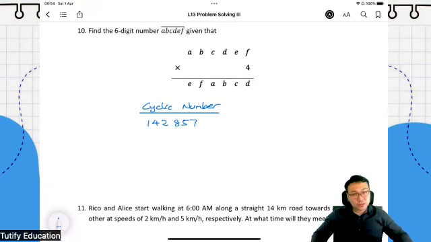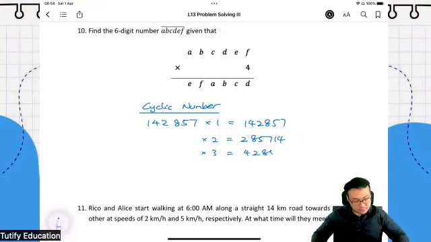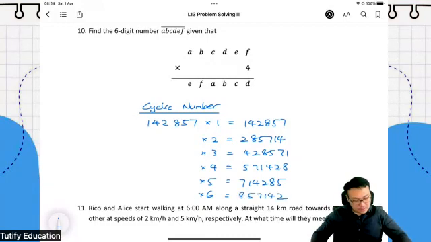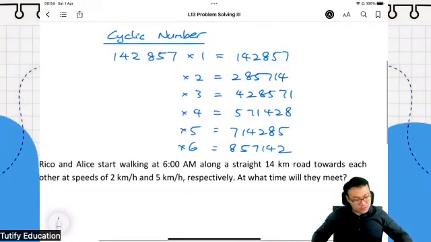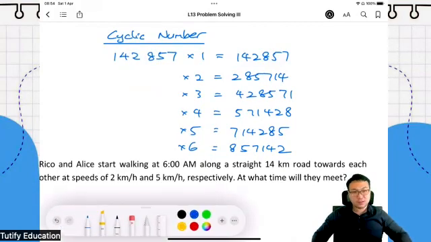What makes this number so special? If you multiply by 1, of course, you will just get this. But if you multiply by 2, you'll get this. Multiply by 3, you'll get this. Multiply by 4, you'll get this. Multiply by 5, you'll get this. Multiply by 6, you'll get this. Multiply by 7, cannot. You stop here. Do you notice that the numbers keep on repeating themselves?